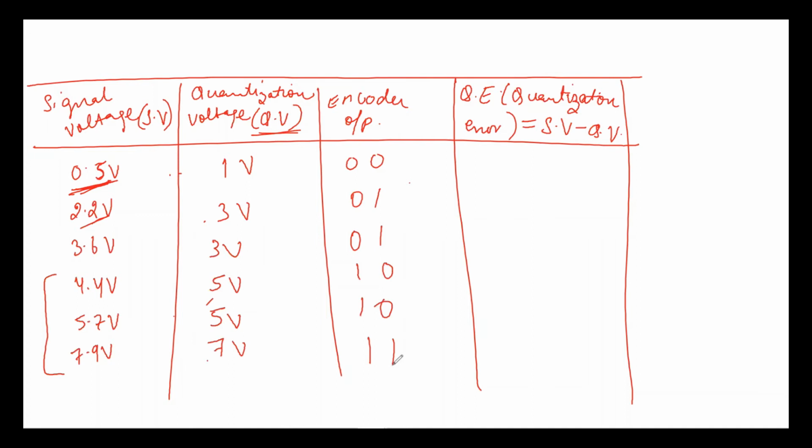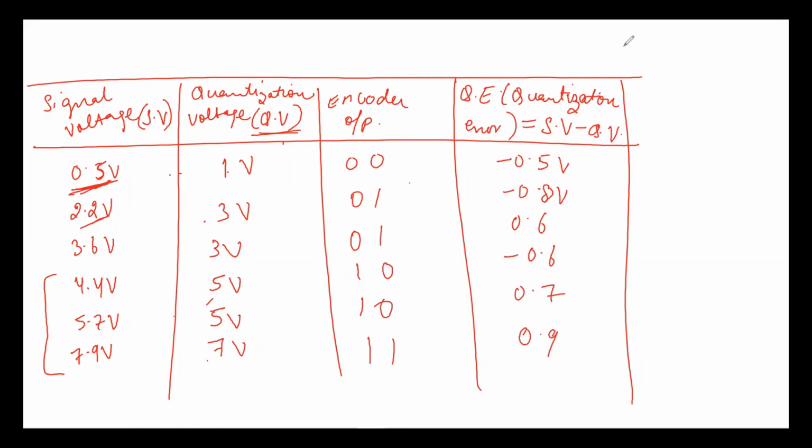Next is quantization error. It is given by SV minus QV. Now 0.5 minus 1, it will be minus 0.5 volt. Next 2.2 minus 3 volt, that will be minus 0.8 volt. Next 3.6 minus 3 volt, 0.6. Next minus 0.6. Next 0.7, then 0.9. So these are my quantization errors.